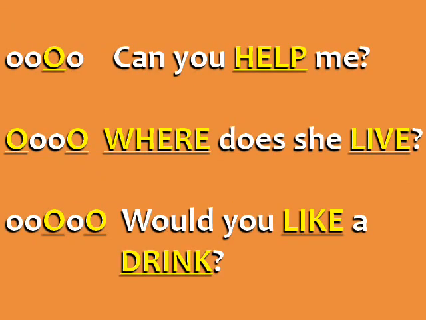There are many other rhythms in English. For example, can you help me? Where does she live? Would you like a drink? Practice these sentences to help you get the hang of different patterns of strong and weak words and syllables in a sentence.